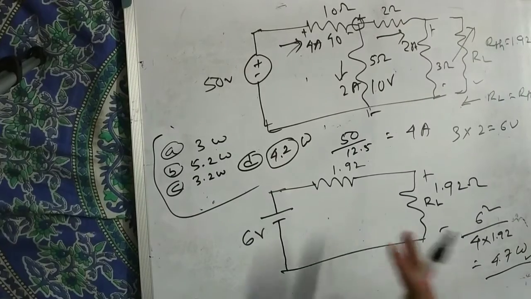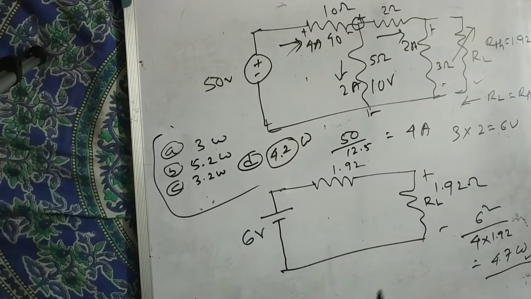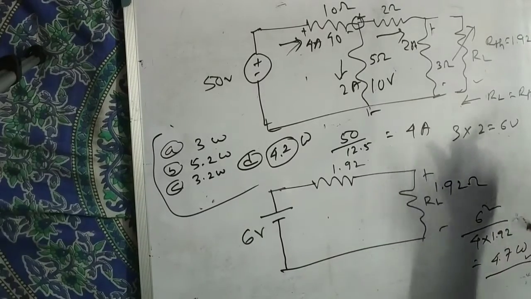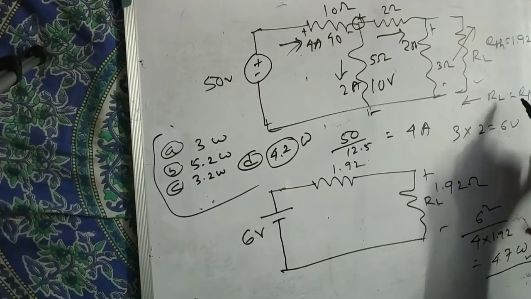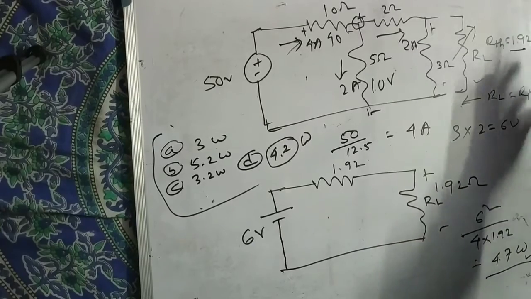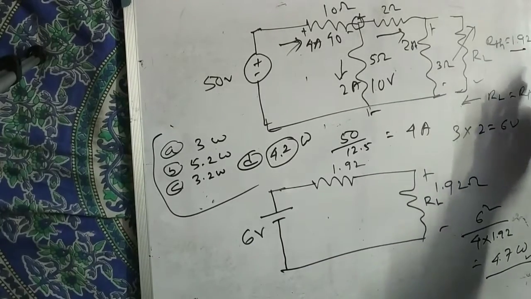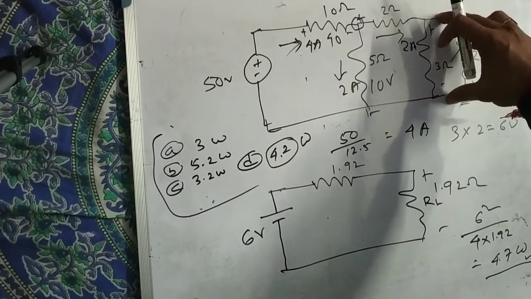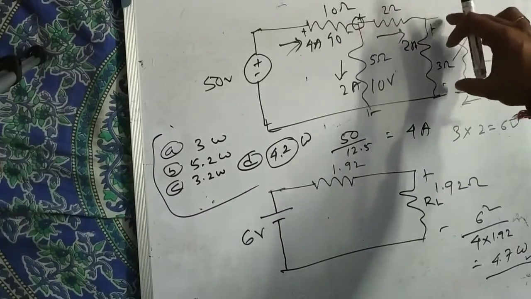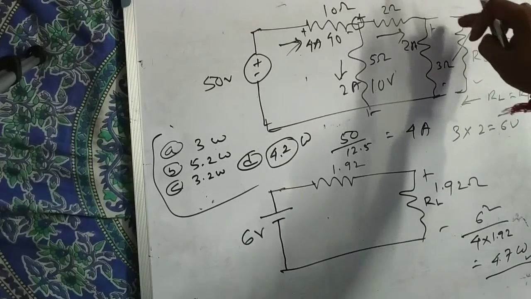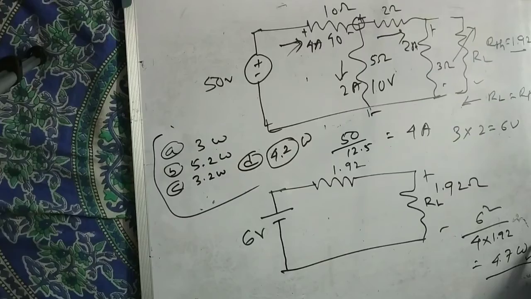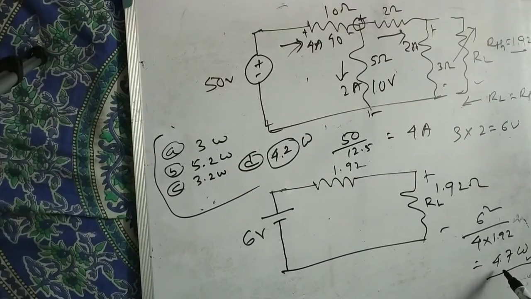I have done it by using Thevenin's theorem. You can also check this: you have found RL equal to RTH, so 1.92 ohm. Then you connect 1.92 across the 3 ohm resistance, and find the power absorbed by the 1.92 resistance. You also get this value, 4.7 watt.